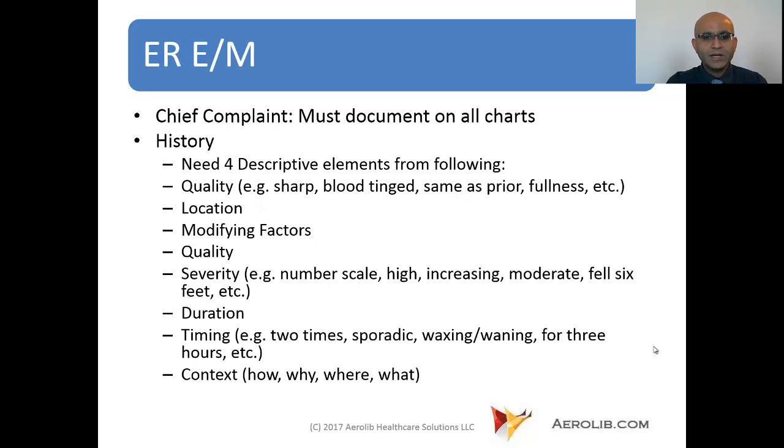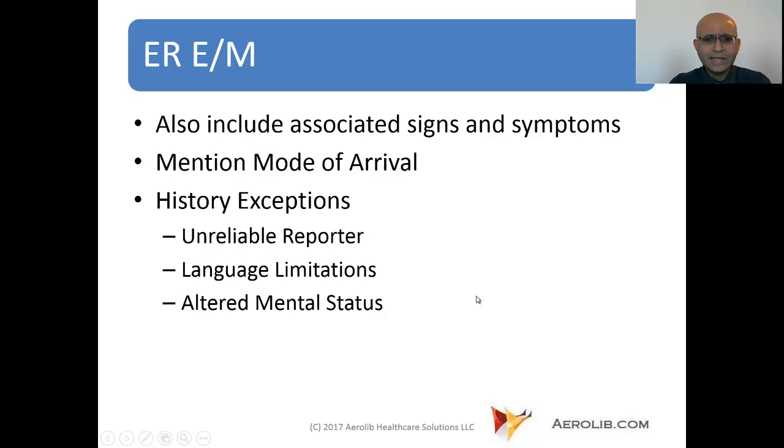Some of the points that we'd like to focus on and what we'll be looking at is chief complaint. This needs to be documented on all charts. Now, when you put in history of the chief complaint or history of presenting illness, make sure you document on quality, location, modifying factors, severity, duration, timing, and context. Include associated signs and symptoms. Mention the mode of arrival.